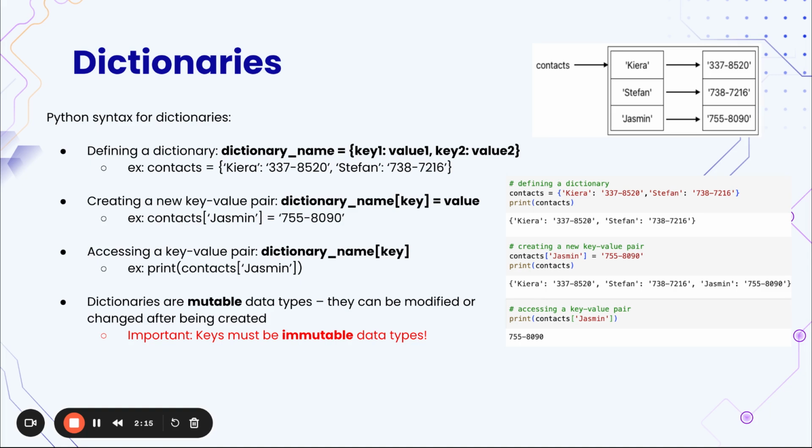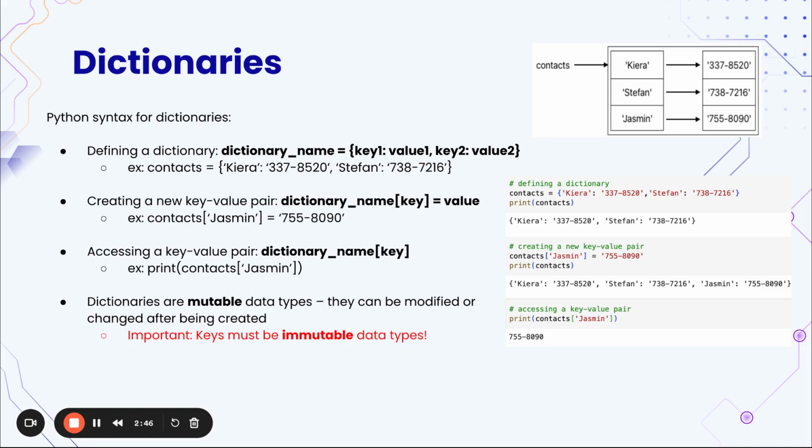And then to access a key value pair, we would just write dictionary name and then key. So for example, let's say we wanted to access Jasmine's phone number. We would just write print contacts Jasmine to just access the value, which is her phone number, 7558090.